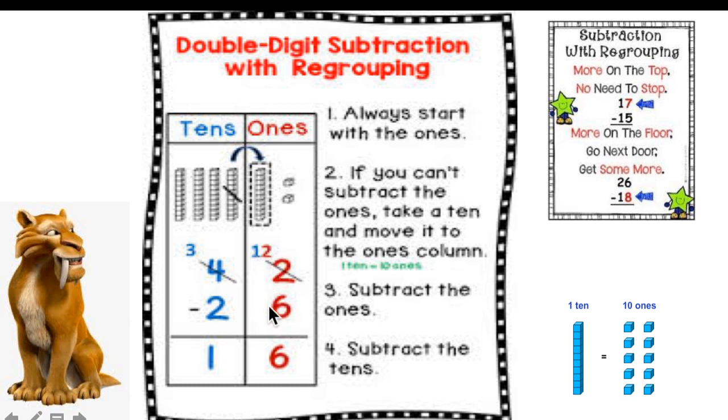Now you can take away 6 from 12. 12 take away 6 equals 6. Can you see? And because I took 1 ten from the tens place and moved it to the ones place, I need to cross it out. Now I have only 3 tens left, not 4, but 3.